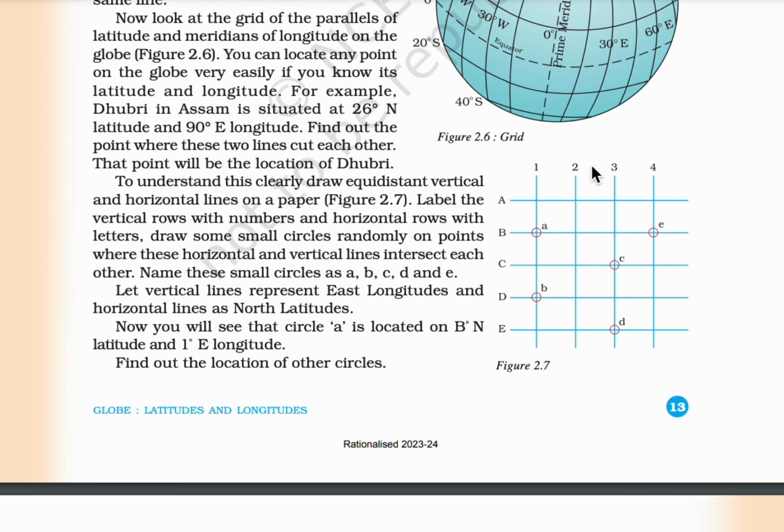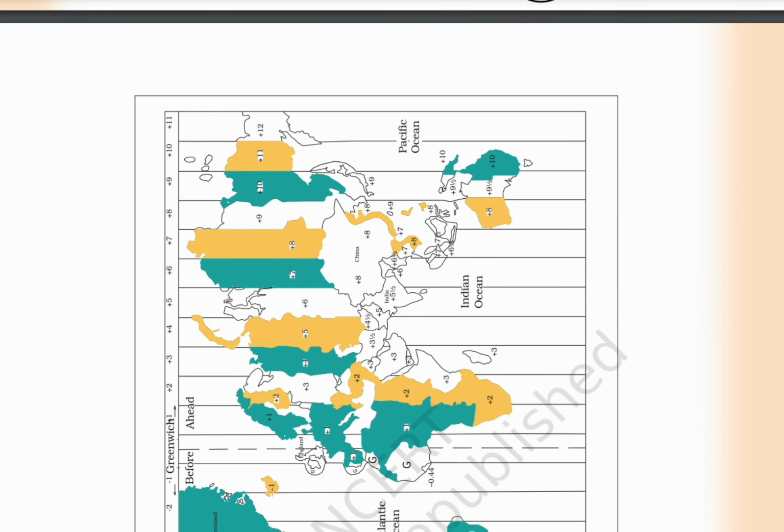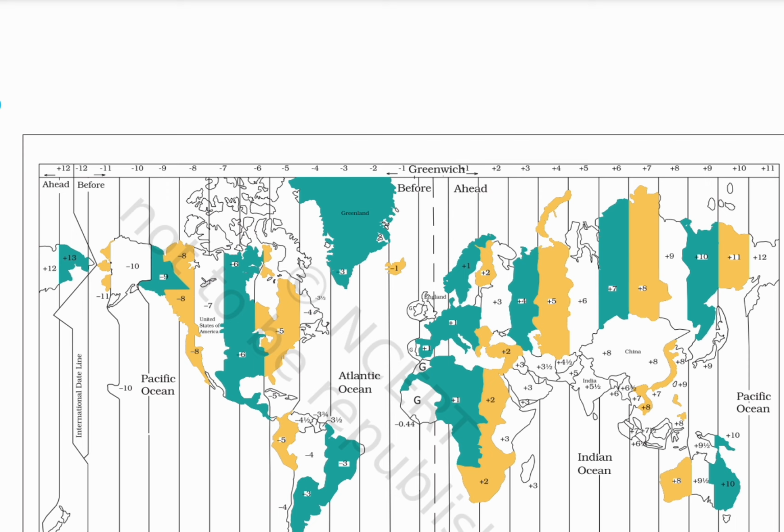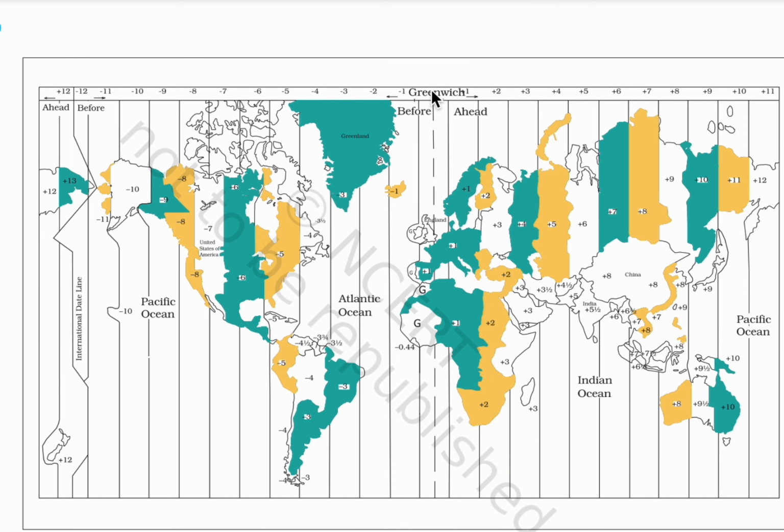Now look at the world map over here. Here you can see the Greenwich longitude, or the prime meridian. The middle line is called the Greenwich longitude. This map is used for measuring time. Generally, time is measured based on the movement of the Earth, planets and moon. So look at this map.